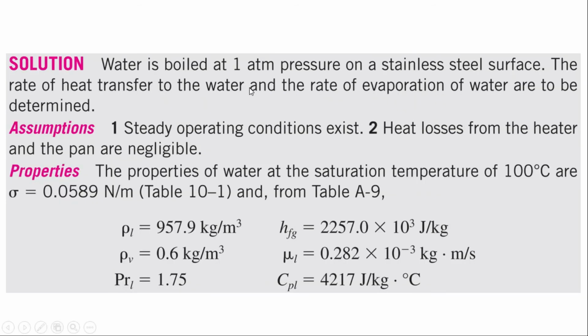Let us have a look at the solution. The water is being boiled at a pressure of 1 atm on the stainless steel surface. The rate of heat transfer to the water and the rate of evaporation of the water are to be determined. We'll take a few assumptions: steady operation exists, and the heat loss from the heater to the pan is negligible.